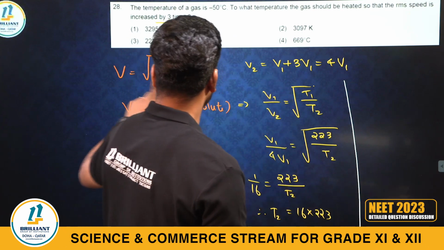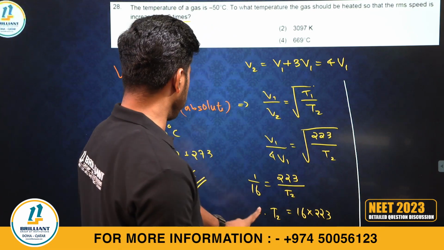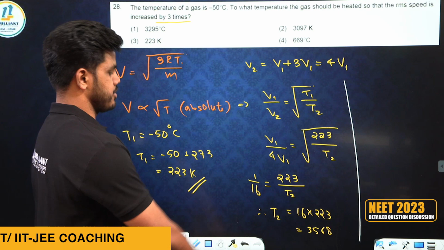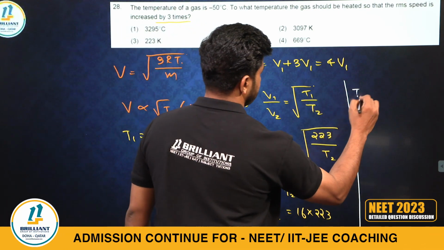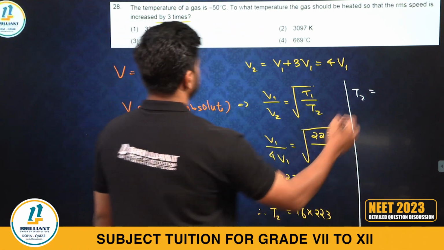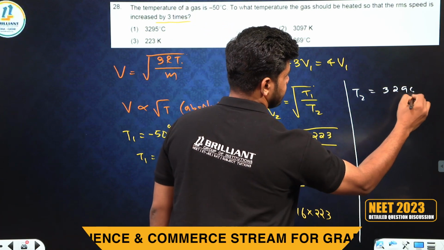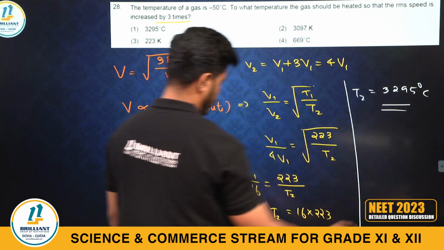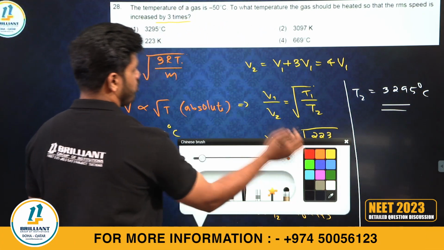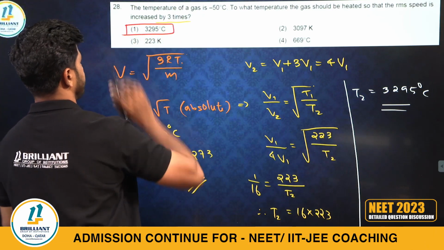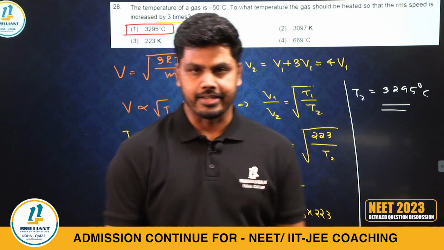Check the options. We don't have Kelvin options corresponding to this. So convert that into degrees Celsius. When you convert this into degrees Celsius, T2 minus 273, that will be 3295 degrees Celsius. See, Kelvin converted to degrees Celsius because there is no matching option for Kelvin here. So the first option is the correct answer.